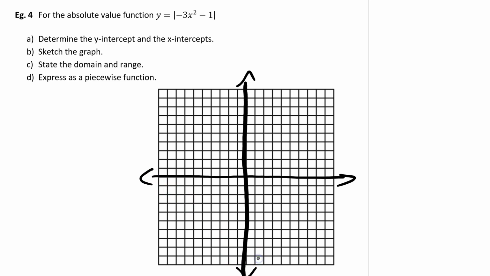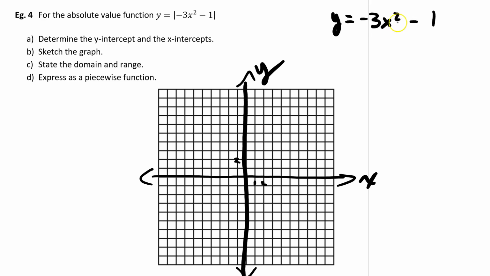Don't forget my arrowheads. Manitoba loves arrowheads. And I'm going to say that this is 1 and 2, and this guy right here is 2 as well. So if I were to just graph y equals negative 3x squared minus 1, it's stretched by a factor of 3, but it doesn't move left or right. It just moves down 1.